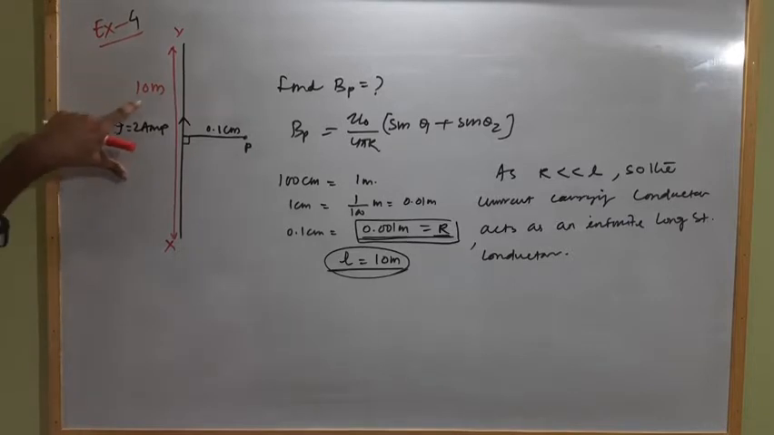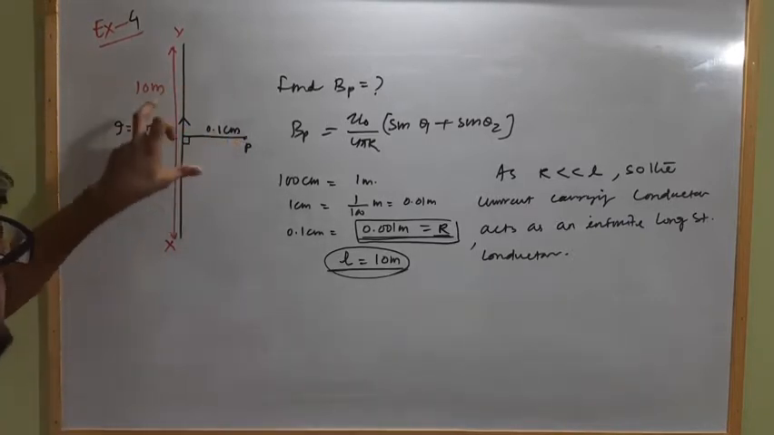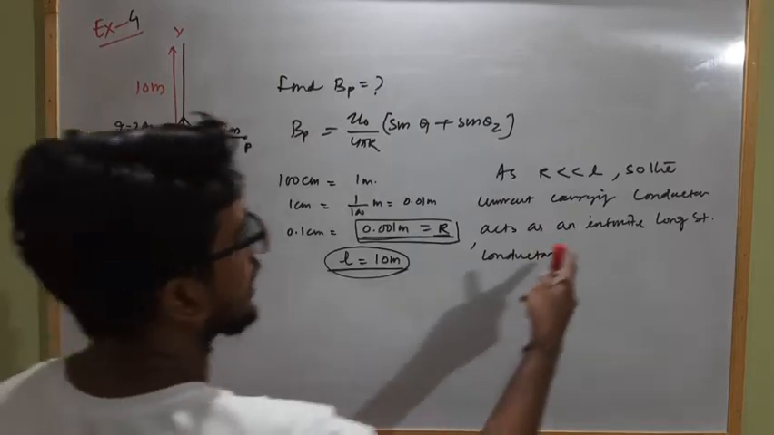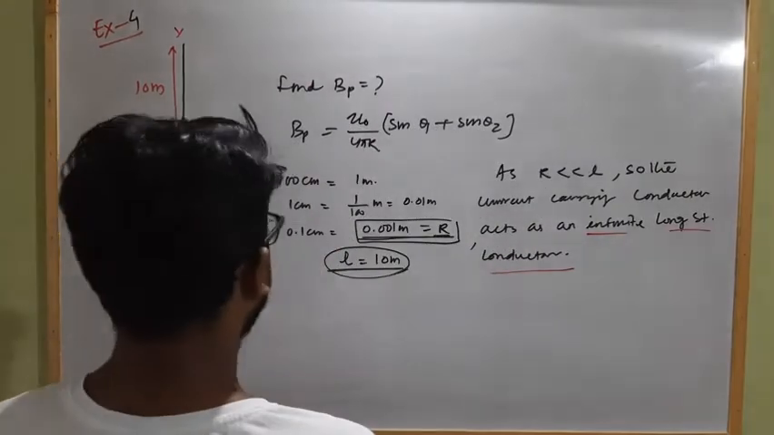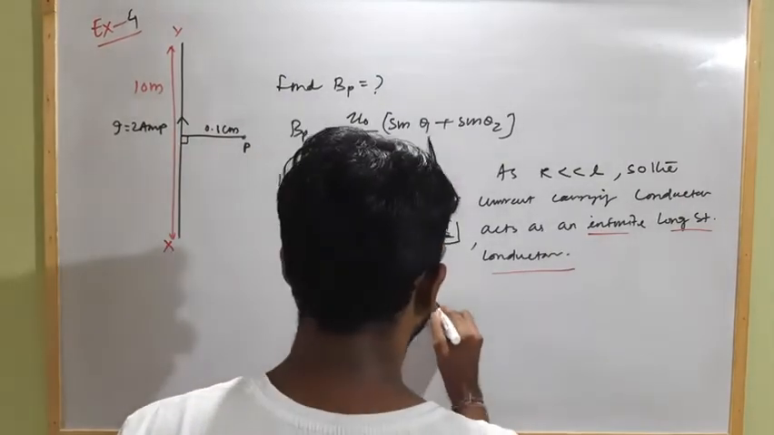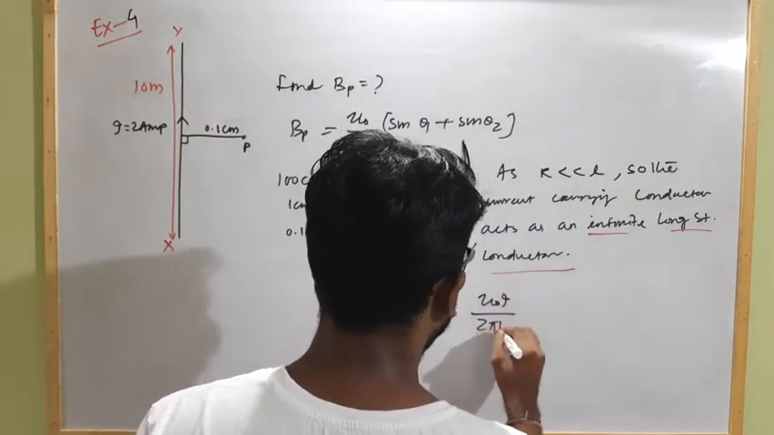So 10 meter will be 1000 centimeter, and this is 0.1 centimeter, 10,000 times bigger than this distance. So it will act as a long, infinite long straight conductor. So for an infinite long straight conductor, we know the expression for magnetic field strength, B equal to mu naught I divided by 2 pi r.